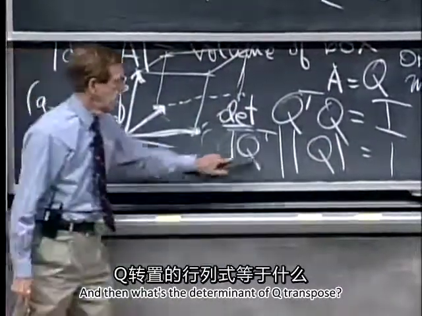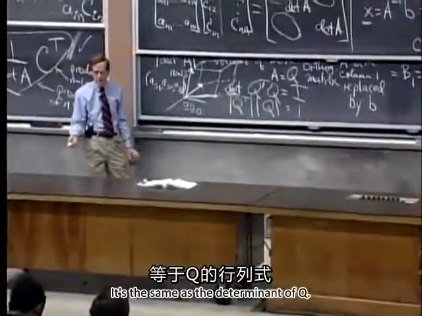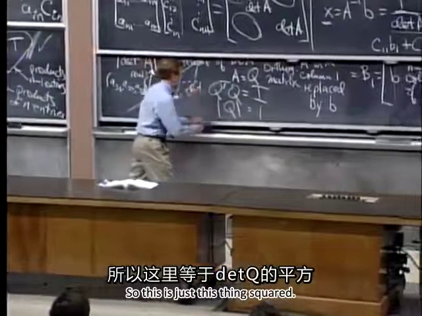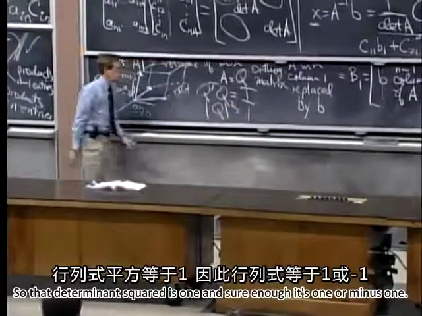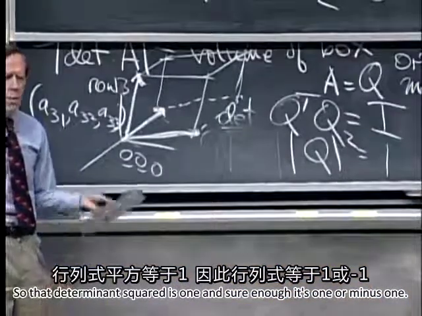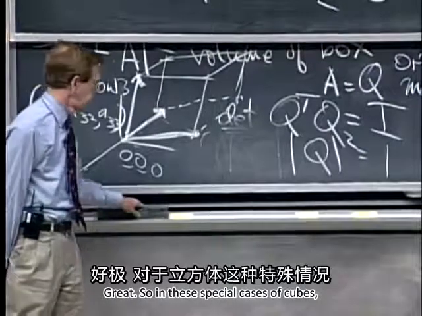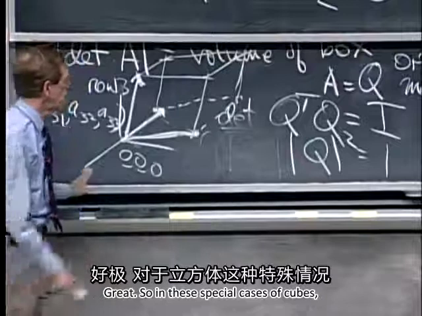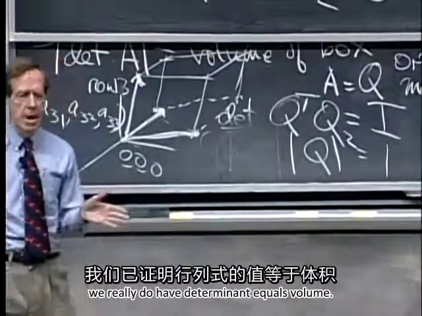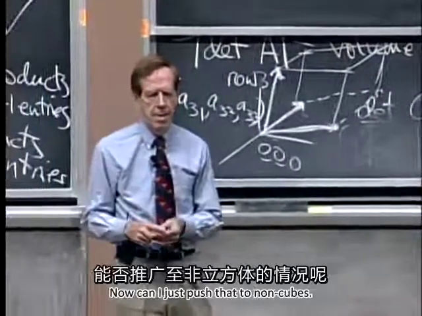And then what's the determinant of Q transpose? It's the same as the determinant of Q. Rule 10 pays off. So this is just this thing squared. So that determinant squared is 1, and sure enough, it's 1 or minus 1. Great. So in these special cases of cubes, we really do have determinant equals volume.